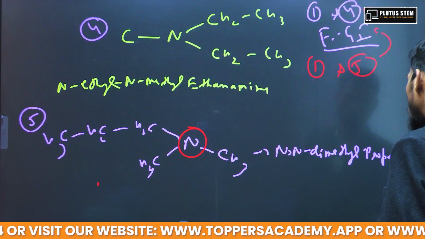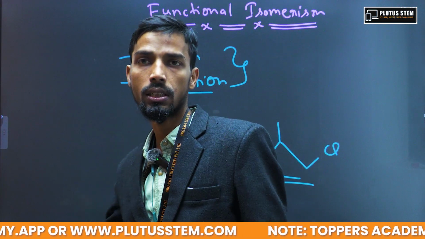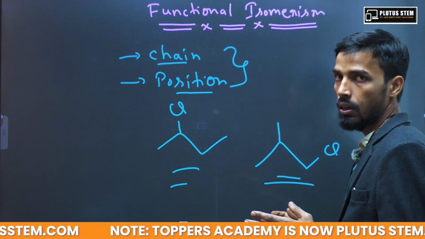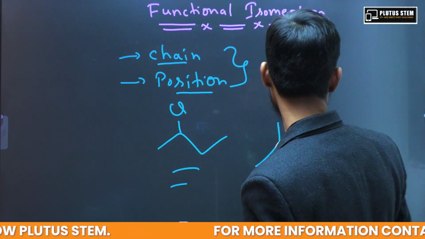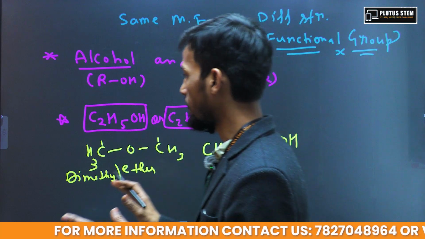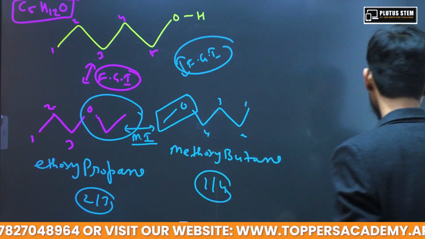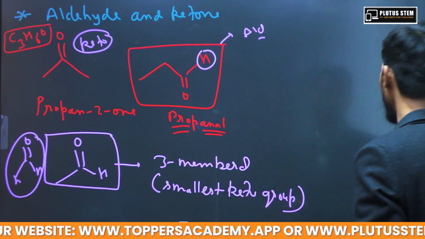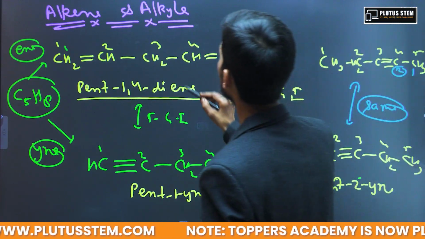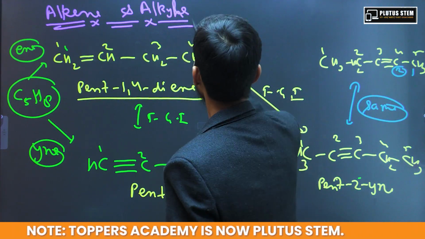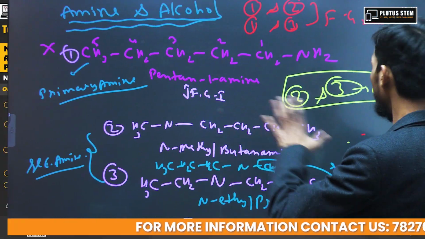So we will do a quick summary of what we have discussed in today's class. Earlier I told you, if you want to learn about chain and position isomers, you can watch our previous videos in which we discussed them in quite detail. Today we discussed functional isomers: alcohols and ethers, aldehydes and ketones, alkene and alkyne, amine and alcohols.